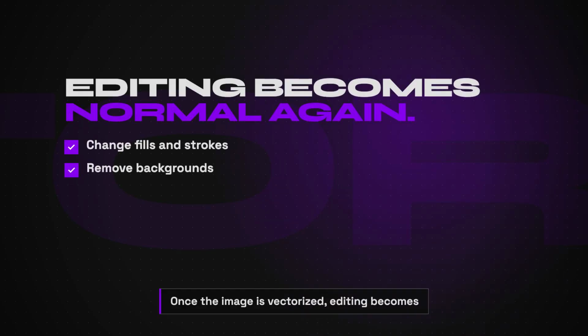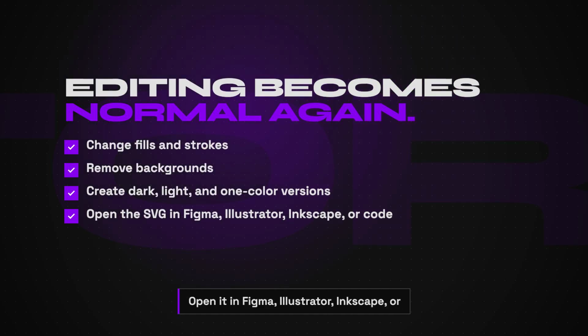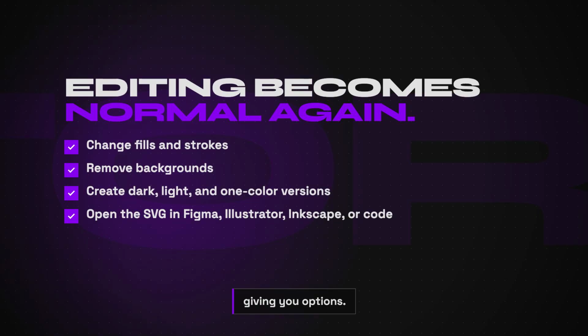Once the image is vectorized, editing becomes normal again. Change fill color, remove a background, make a one-color version, create a dark version for a website header. Open it in Figma, Illustrator, Inkscape, or your code editor. A true SVG keeps giving you options.